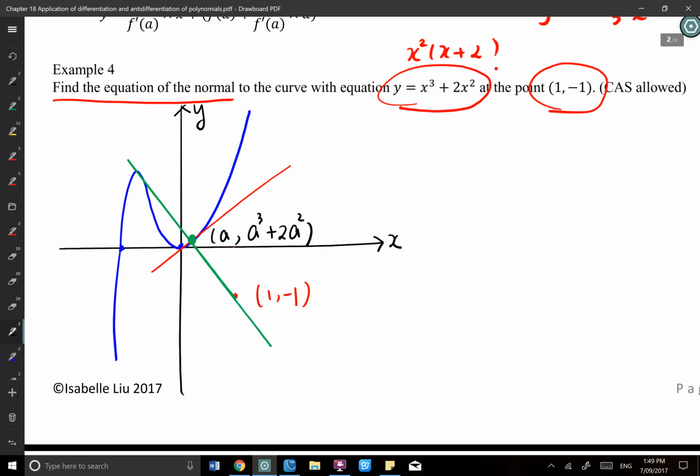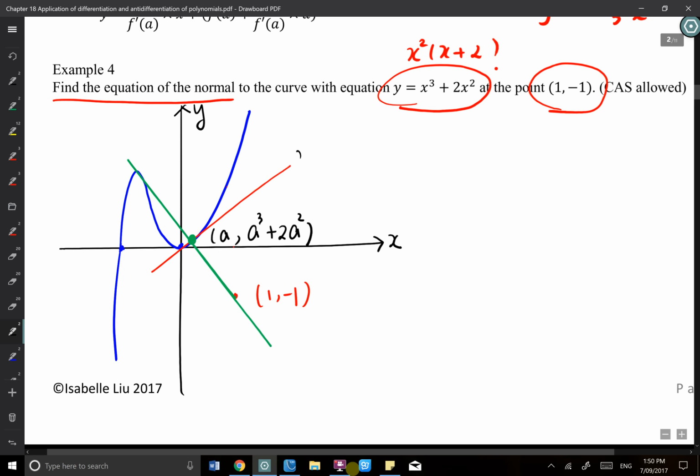How can you represent the gradient of the tangent in terms of a? In terms of a, can you give the gradient of the tangent? It's f dash a, right? Well, dy/dx at x equals a. So what is dy/dx? It's 3x squared plus 4x. So the gradient m at this point is 3a squared plus 4a.